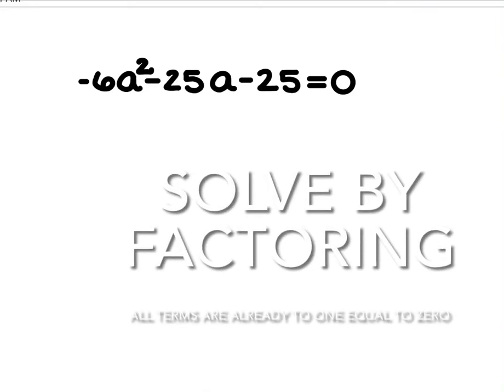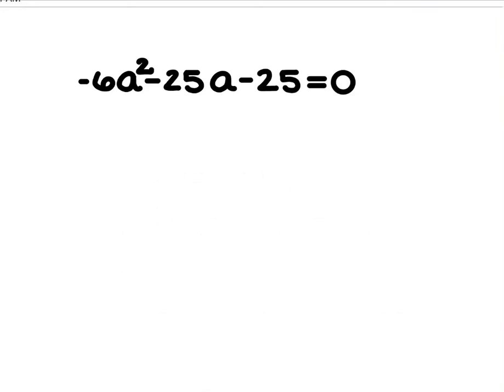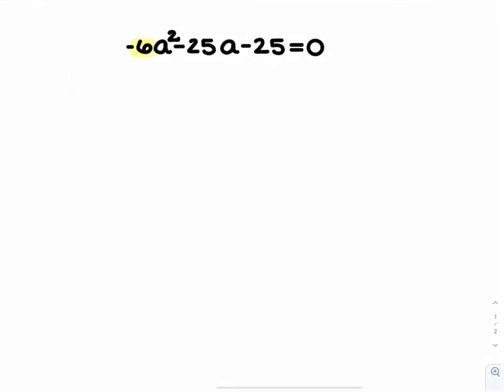To solve by factoring, first notice that all the terms are on one side equal to 0. The next thing that we want to do is look to see if there is something in common to all of the terms. If so, we can factor that out front. Perhaps they're all even and we factor out a 2. In this case, there's nothing in common to all of them.